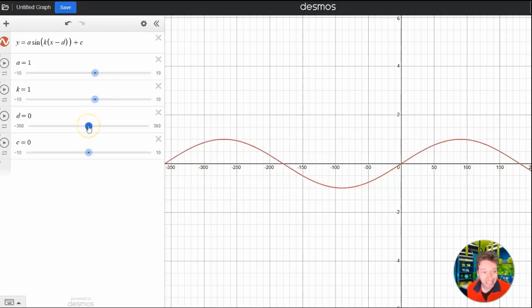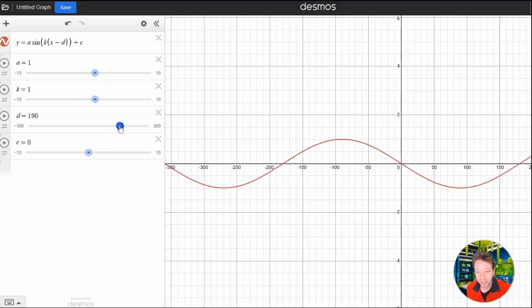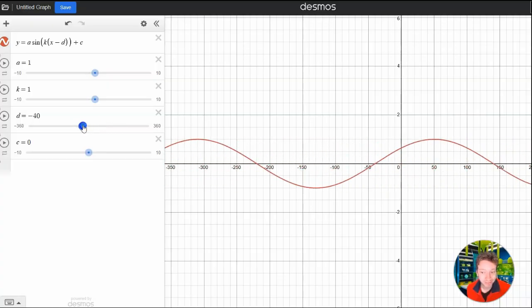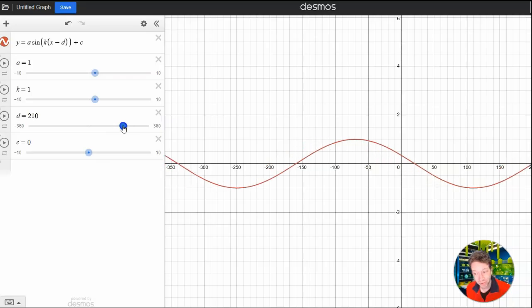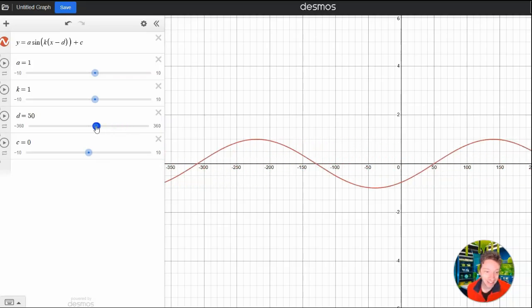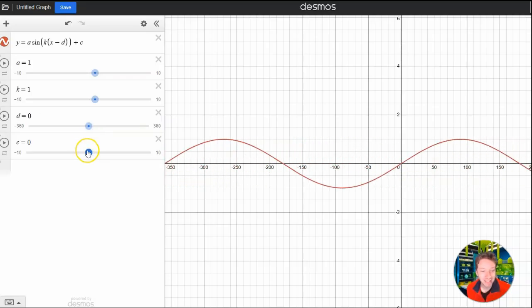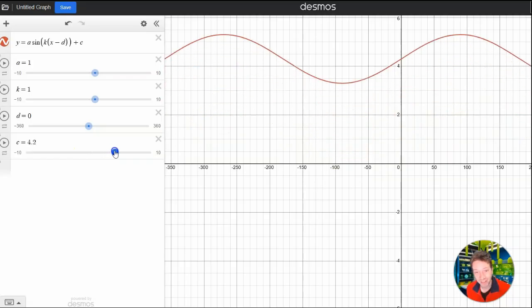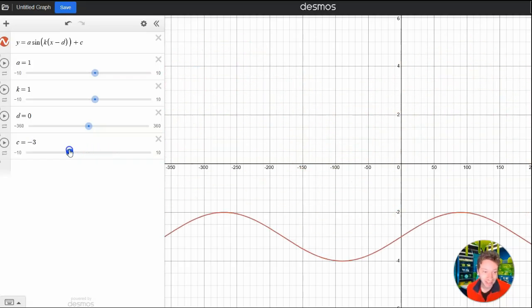Finally, we have D. D is our horizontal shift. So if D is positive, we move to the right, and if it's negative, we move to the left. And C is our vertical shift, positive up and negative down.